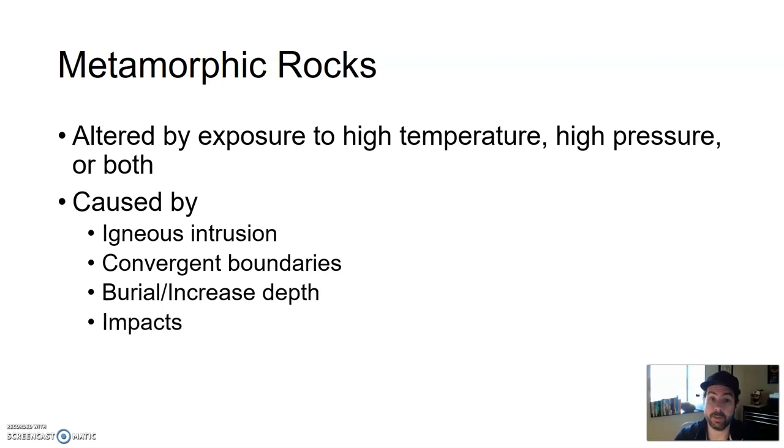Or large-scale impacts. When something from space hits the ground, that's a lot of pressure and a lot of heat, and in the immediate vicinity you can get some rocks that have been metamorphosed, changed from one thing to the next.